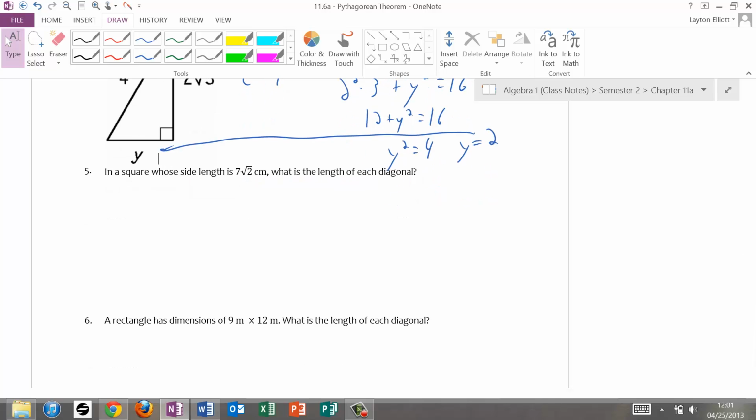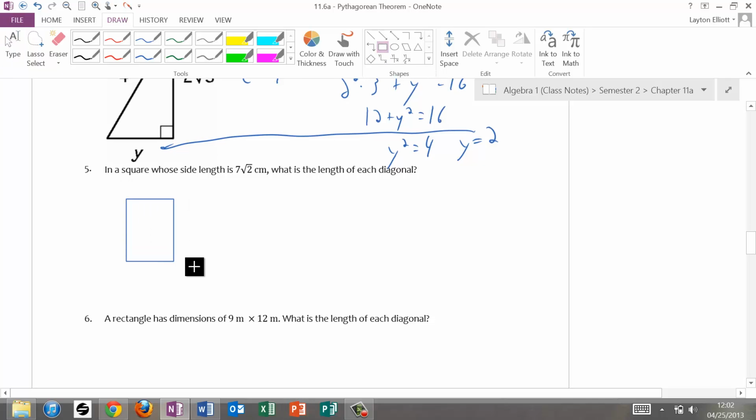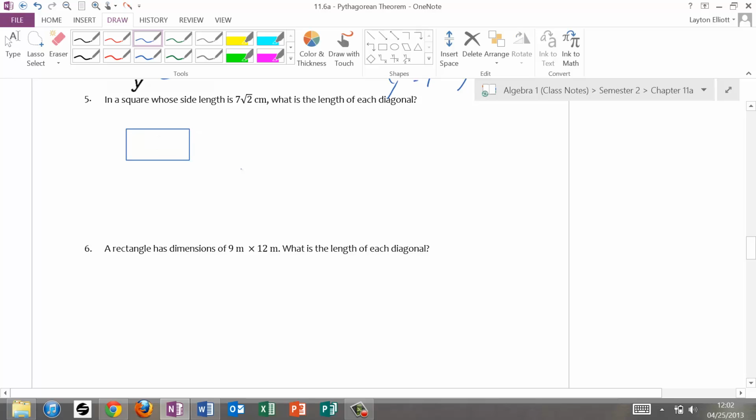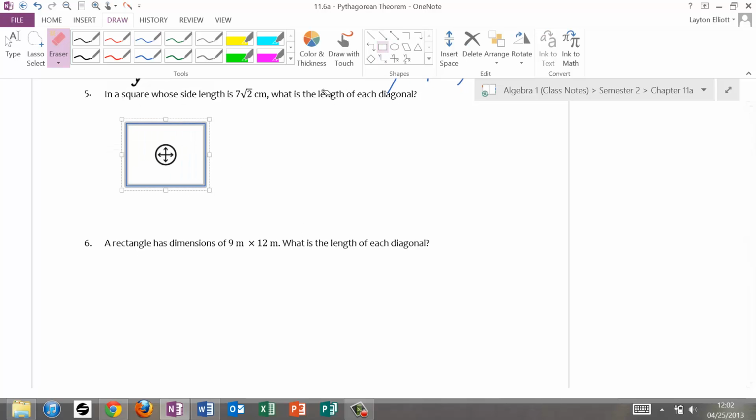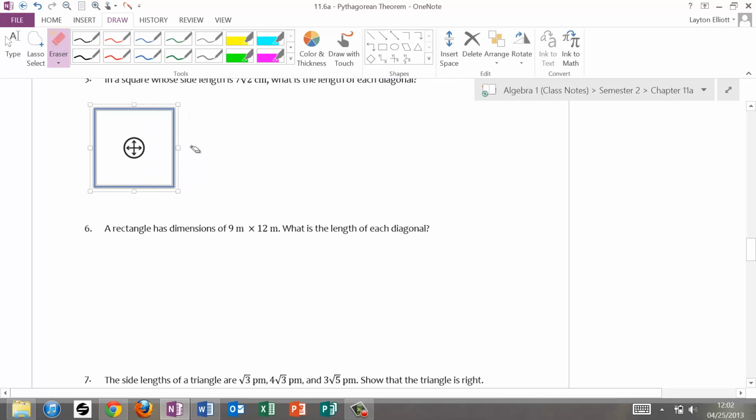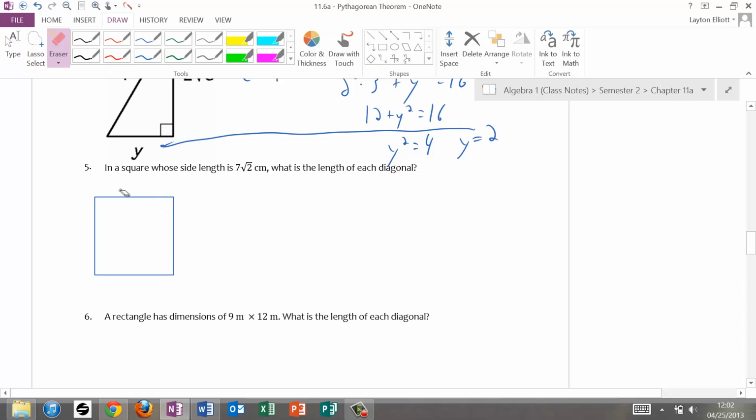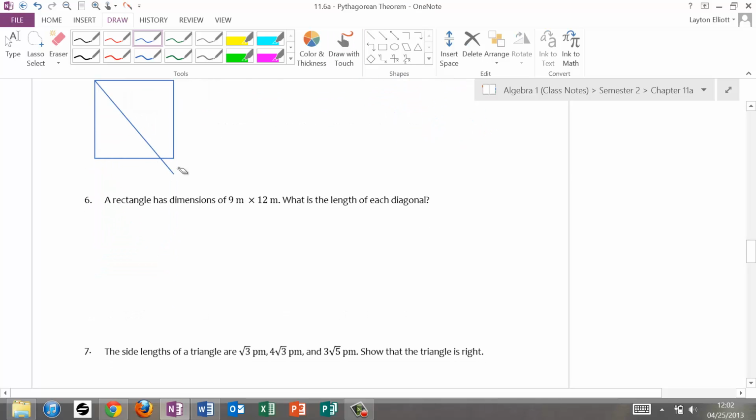And a square whose side length is 7 radical 2 centimeters. Okay, so let's draw a square. That's a bad square. That's a better square. Side length is 7 times the square root of 2 centimeters. What is the length of each diagonal? Well, this thing keeps moving. Here's a diagonal.